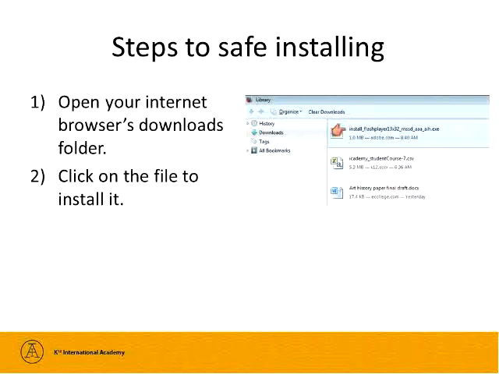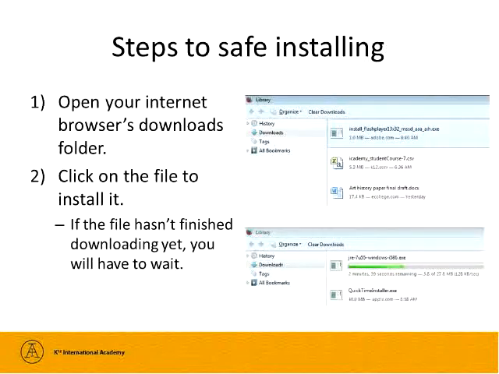Next, you're going to click on the file to install it. You can see here's the file that I just downloaded, Install Flash Player. So I would just double-click on that. Again, this is an exe file because I've got Windows, and that allows the installation process to begin.